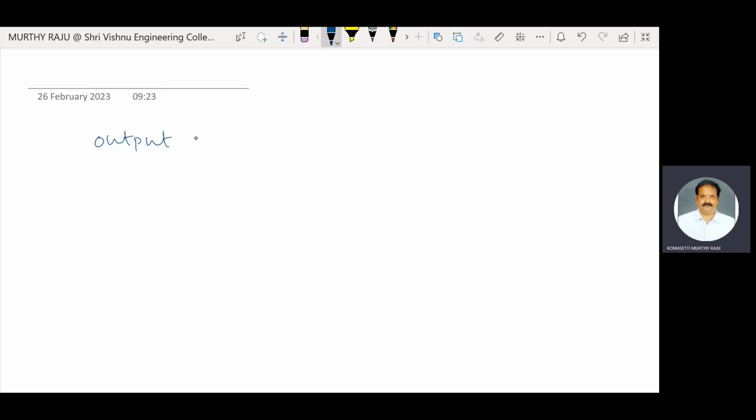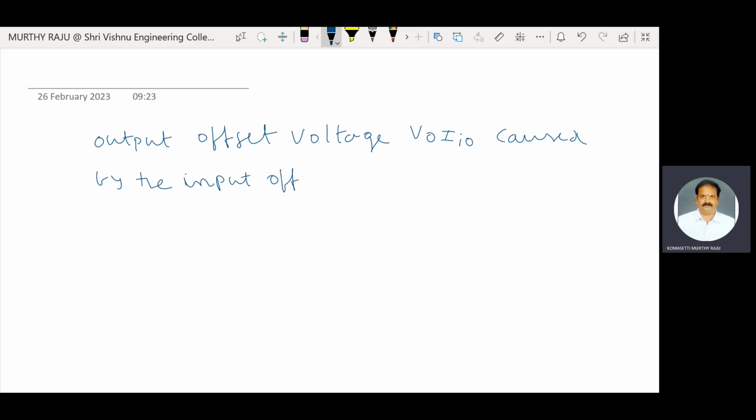Output offset voltage V0 due to input offset current IIO caused by the input offset current IIO in an inverting or non-inverting amplifier.